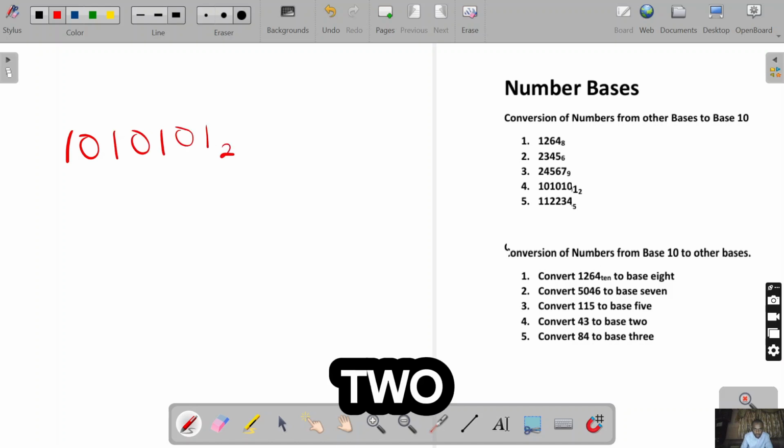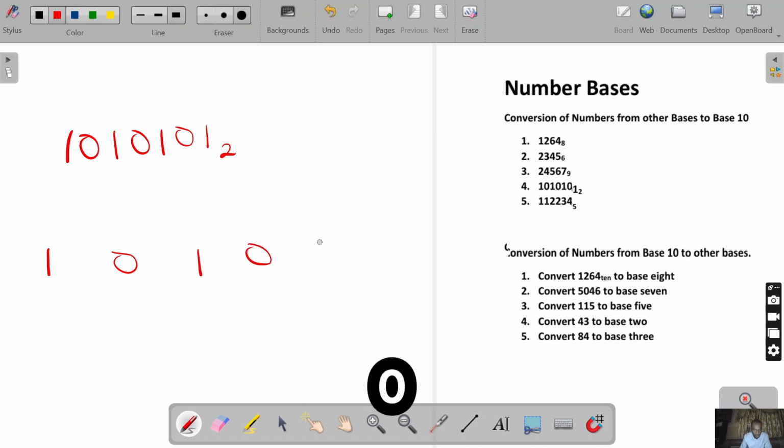101010 base 2. You can see each of the digits is less than 2. Just like you are expressing in base 10, all the digits must be less than 10. So we just spread it: 1 0 1 0 1 0 1. So 2 raised to power 0, 2 raised to power 1, 2 raised to power 2, 2 raised to power 3, 2 raised to power 4, 2 raised to power 5, and 2 raised to power 6.